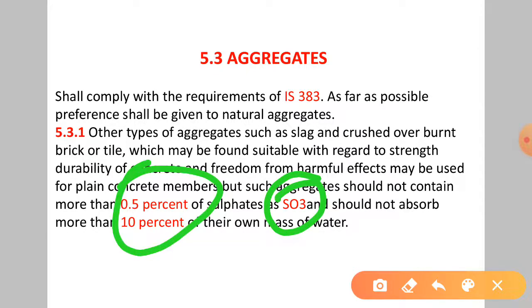Here, if we see harmful effects, such aggregate should not contain more than 0.5% of sulfates as SO3, and should not absorb more than 10% of its own mass of water.